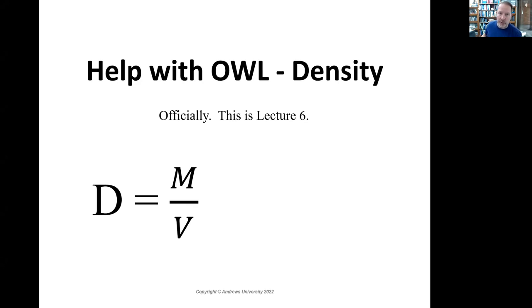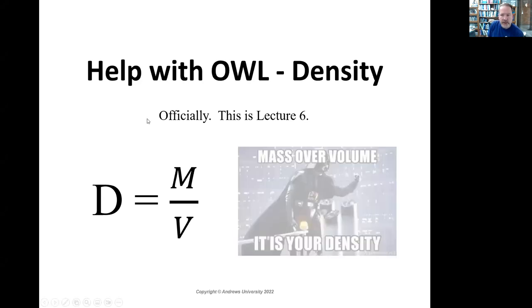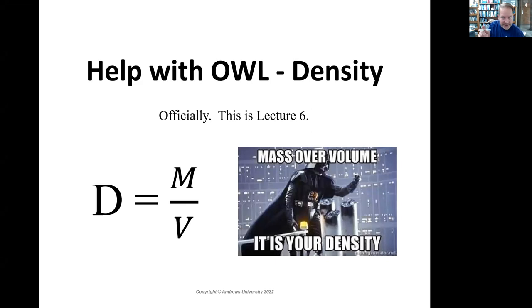I'm going to go through some OWL problems that deal with density, which is equal to mass divided by volume. So let's get started and remember that density is your destiny.